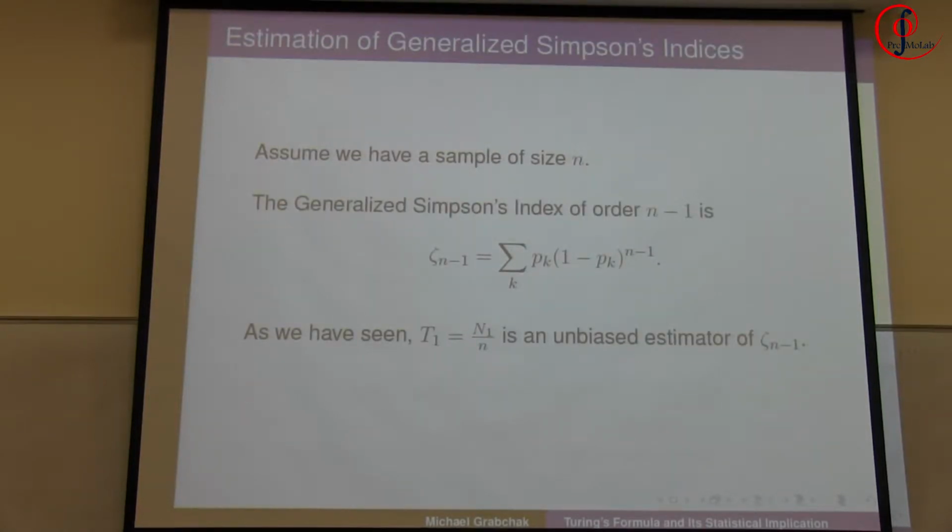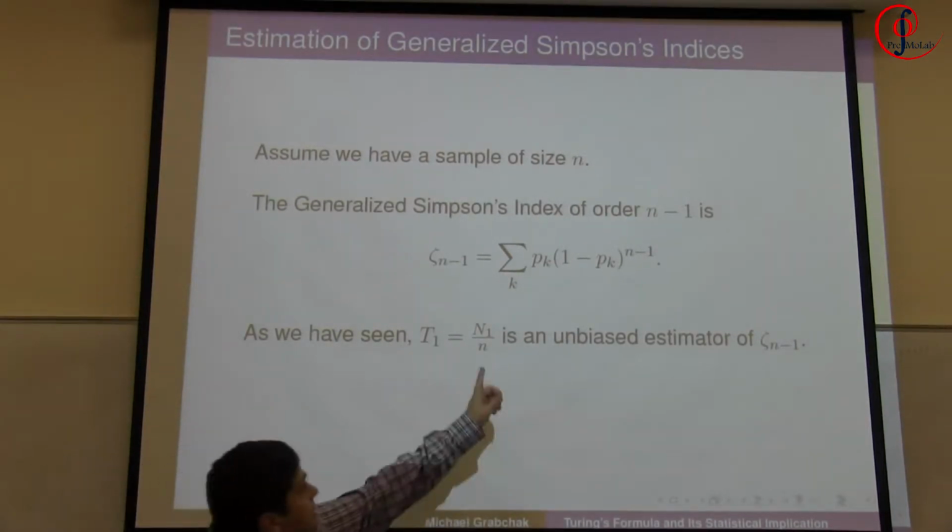Okay. Yeah, but n I want to save as always referring to the sample size. So now assume we have a sample of letters or species on our alphabet, and our sample is of size n. Now let's think about the generalized Simpson's index of order n minus 1. So just one less than the sample size.